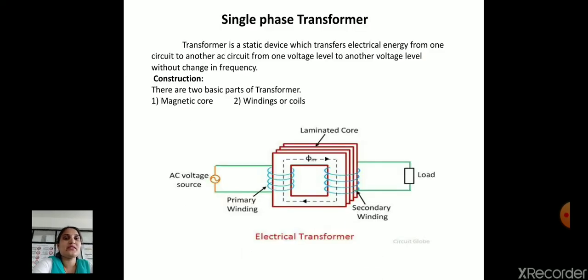Today we will discuss the single phase transformer. Basically, depending upon the type of supply, it may be a single phase or a three phase transformer, but today we will see the single phase transformer.